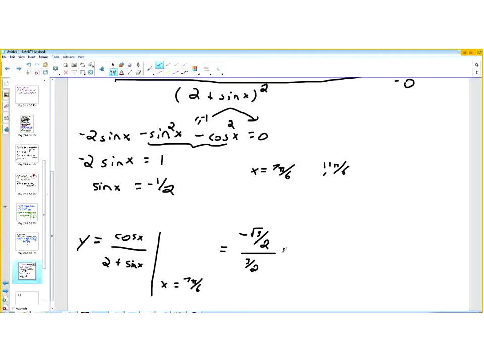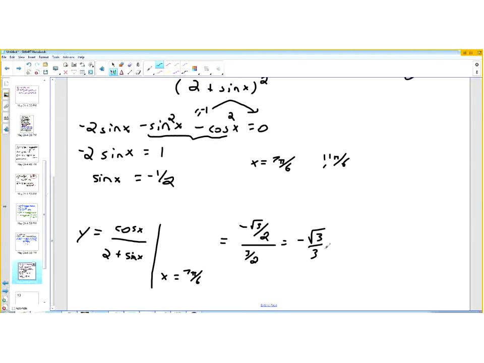So this would be the negative of the square root of 3 over 3. Okay? And let's see, if we were to evaluate at x equals 11 pi over 6, this would equal, well, the cosine of 11 pi over 6 is the square root of 3 over 2, divided by 3 halves, and so that's equal to the square root of 3 over 3.